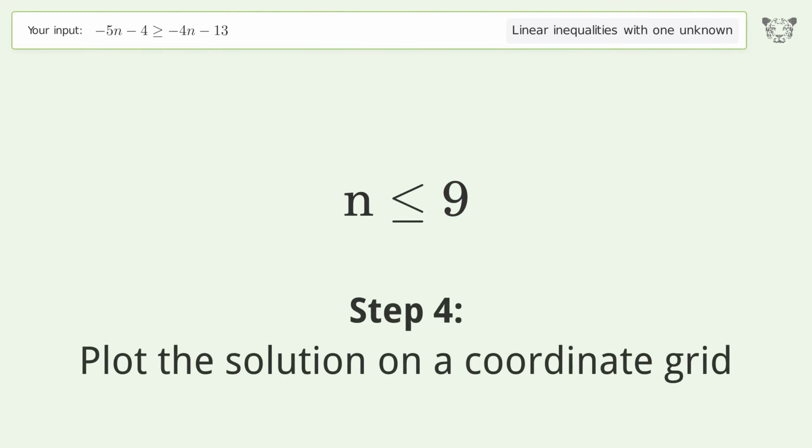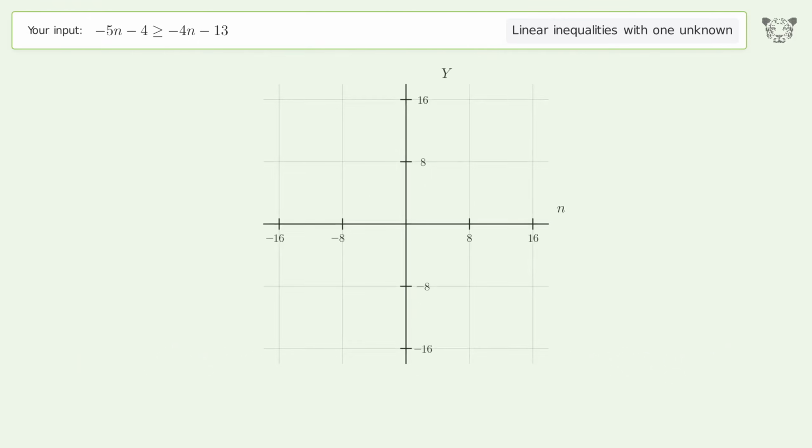Plot the solution on a coordinate grid. And so the final result is n equal or smaller than 9.